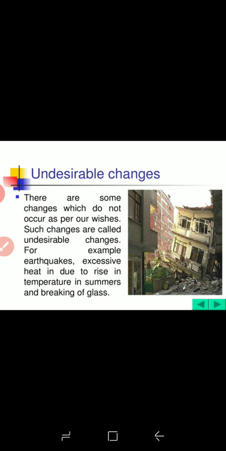All are the undesirable changes. You can take an example of global warming also. As you know, due to the emission of greenhouse gases from the industries, global warming has a very big impact on our earth crust. So this is an undesirable change.